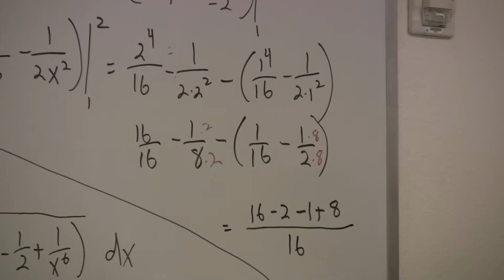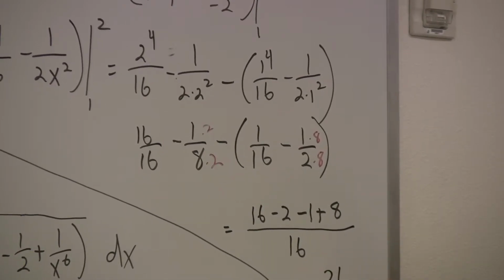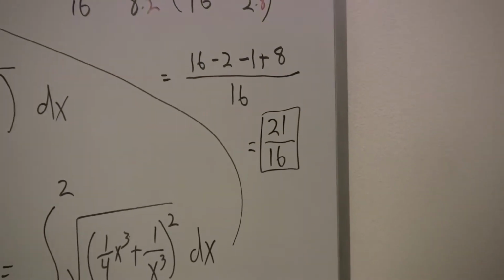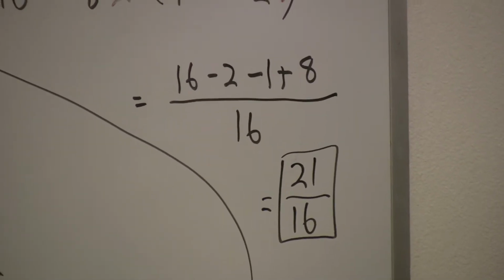I didn't hear what you said, Joseph. Talking out loud again? 21? 21 over 16. 1 and 5/16 is how long that little piece of the curve is.